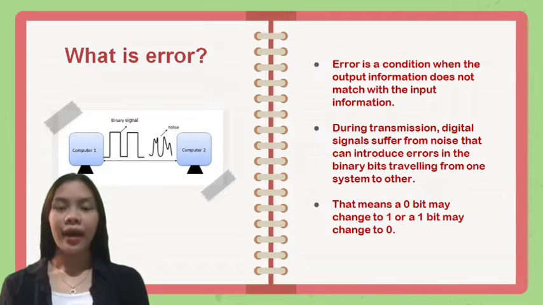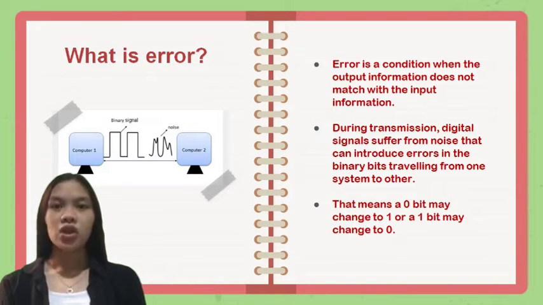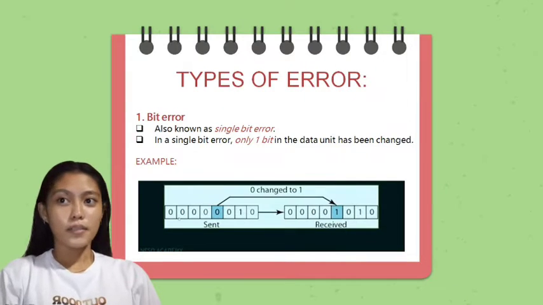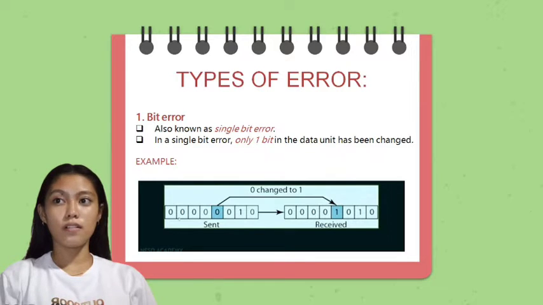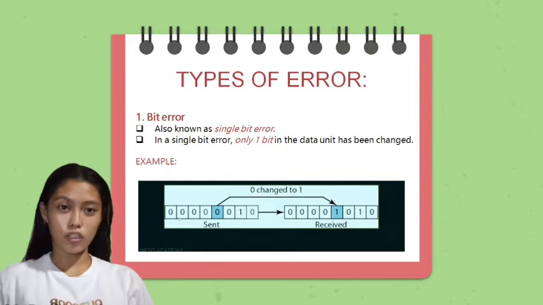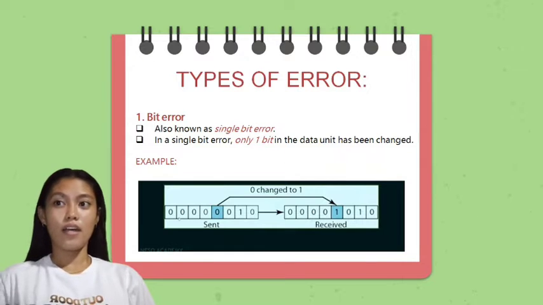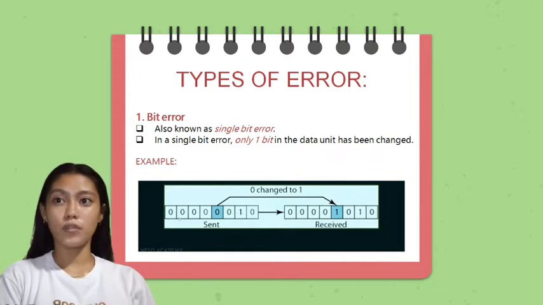What is error? Error is a condition when the output information does not match the input information. During transmission, digital signals suffer from noise that can introduce errors in the binary bits traveling from one system to another. That means a 0 bit may change to 1 or a 1 bit may change to 0. When data is being transmitted from one machine to another, it may become corrupted on its way. Some of the bits may be altered, damaged, or lost during transmission. Such a condition is known as an error. The error may occur because of noise, attenuation, and delay distortion. For reliable communication, it is important that errors are detected and corrected.